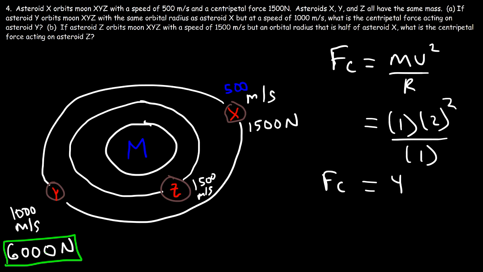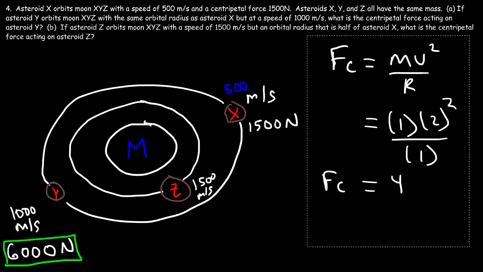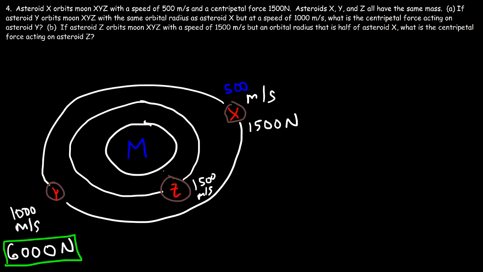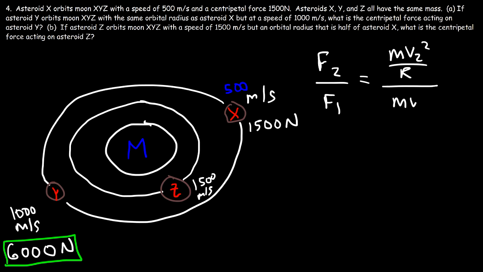Now, if you want to come up with an equation that relates centripetal force to speed, given that everything else stays the same, like the mass and the radius, here's the formula that you could use. So we're going to say F2 over F1, where these two represent the centripetal force of two different objects. That's going to be m v2 squared over r divided by m v1 squared over r. Now, I didn't use any subscripts for m and r because they're the same. So therefore, they're going to cancel.